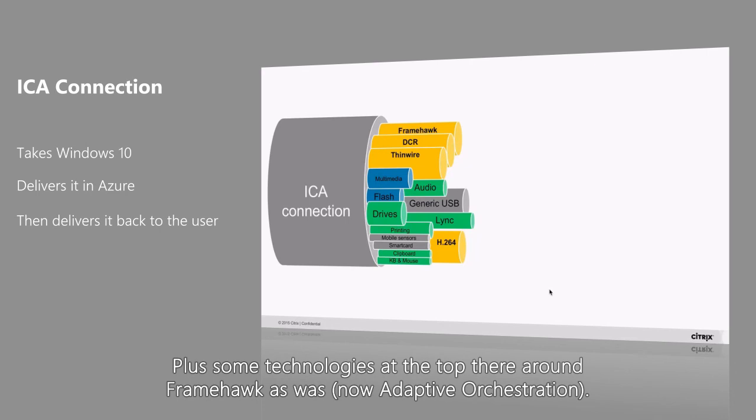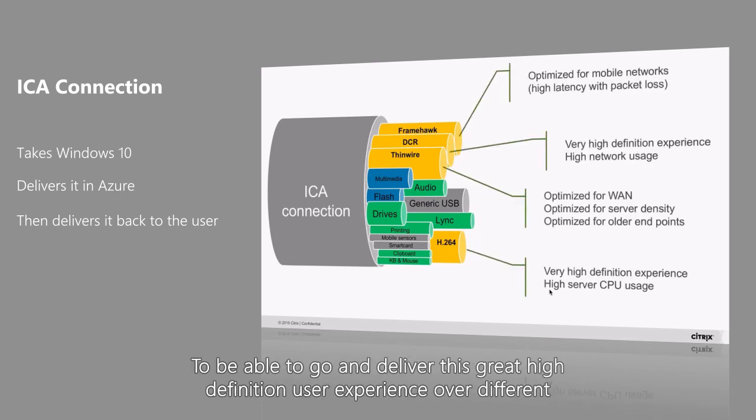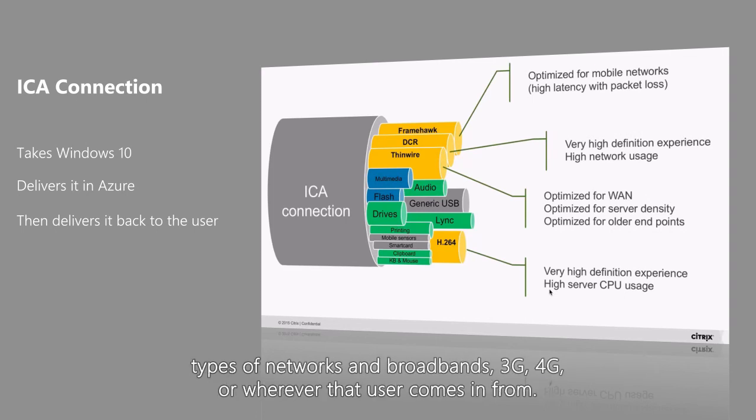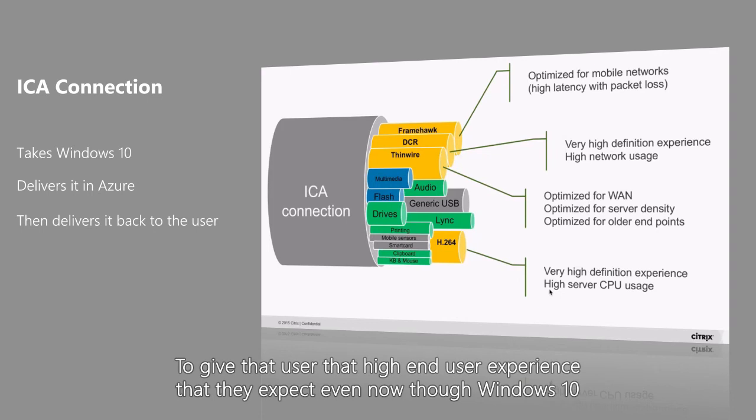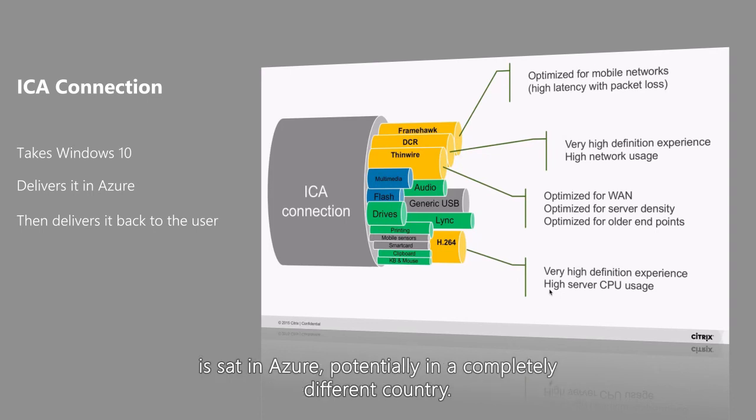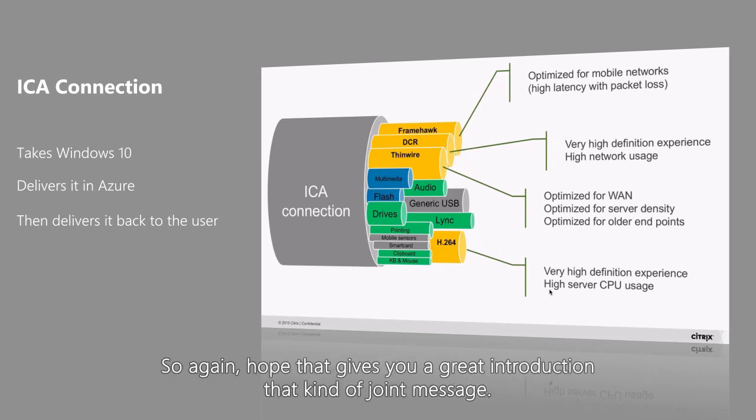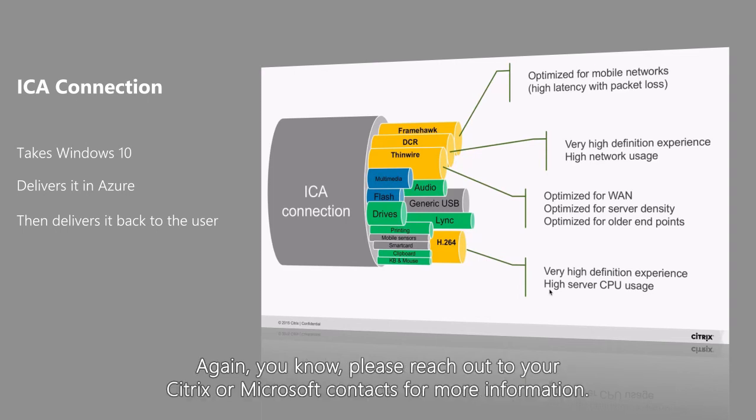Plus some technologies at the top there around Framehawk as was, now adaptive orchestration, to be able to deliver this great high definition user experience over different types of networks, so broadband, 3G, 4G, whatever network the user is coming from, to give that user that high-end user experience that they expect, even though now Windows 10 is sat in Azure, potentially in a completely different country. So again, hope that gives you a great introduction to that joint message. Again, please reach out to your Citrix or Microsoft contact for more information.